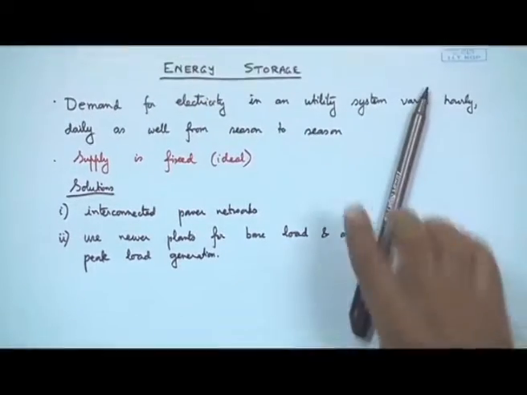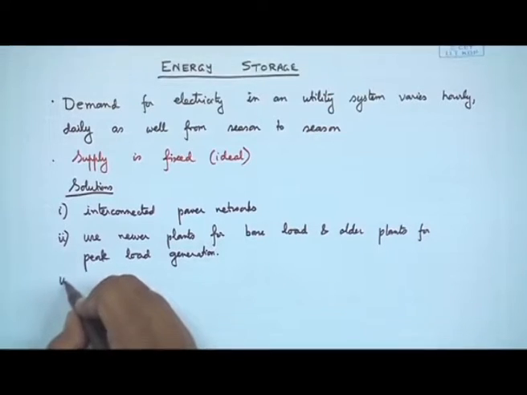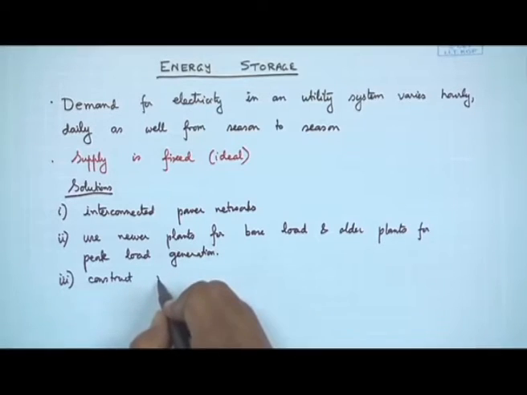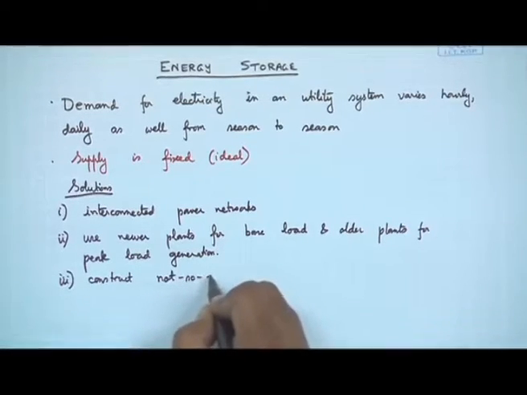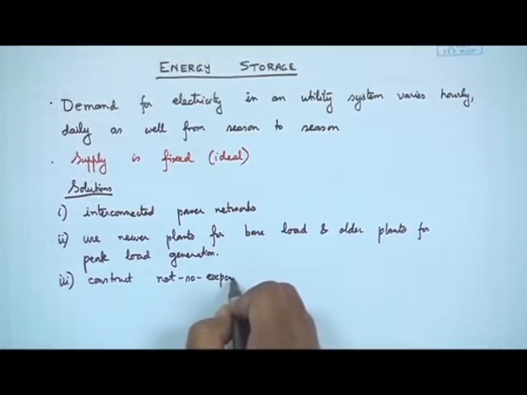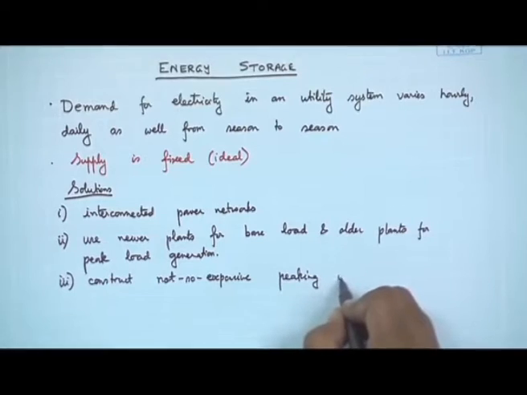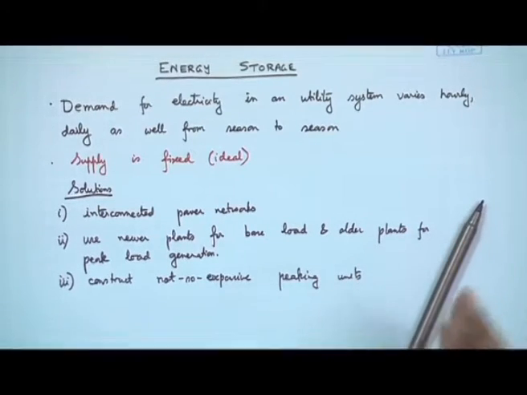Okay. The other thing, hand in hand I would say, is you construct not so expensive peaking units. Okay, fine, I am going to have the rating of my power plant be the base load, and then I will have some not so efficient, maybe small, lower cost infrastructure plants just to supply that additional power that I need during the peak hours. Okay.